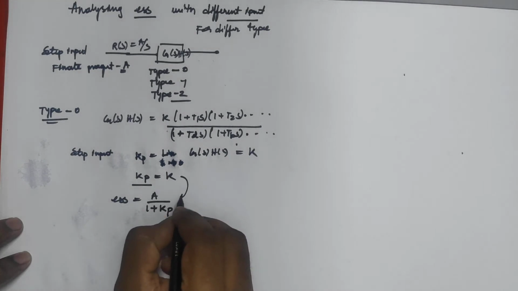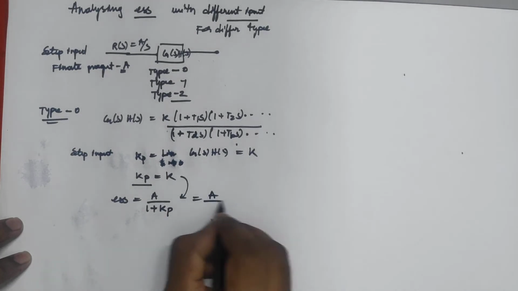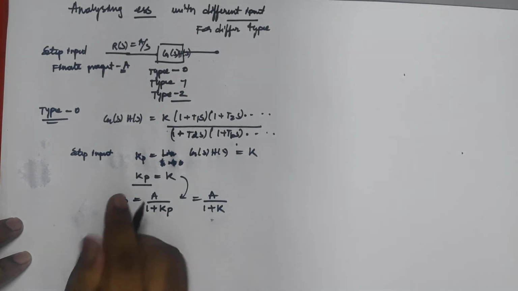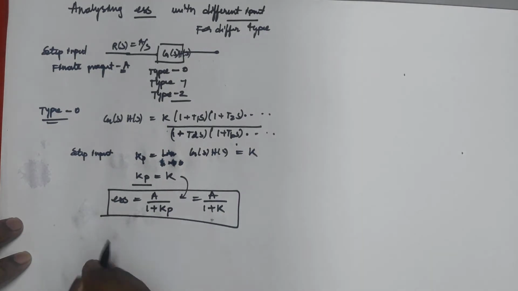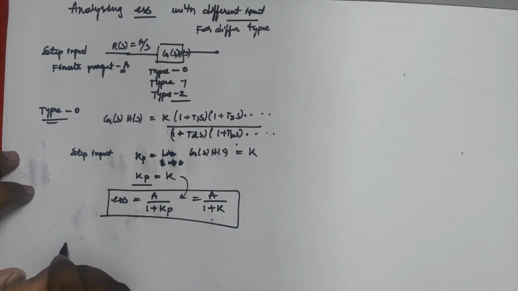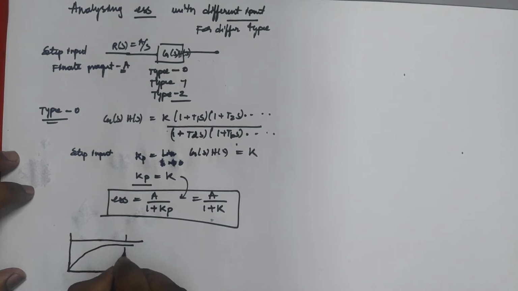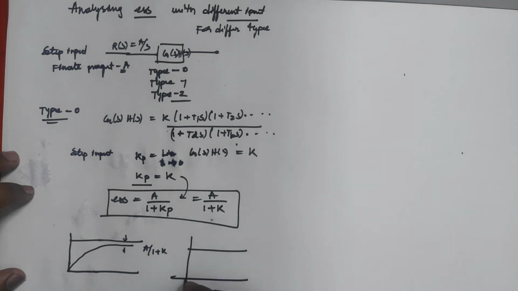Okay, so substitute this Kp here, A by 1 plus K. So what does this indicate? I am getting the steady state error for step input. That error is A by 1 plus K if the system is overdamped. If my system is underdamped, I'll get a response like this, and this error is A by 1 plus K.